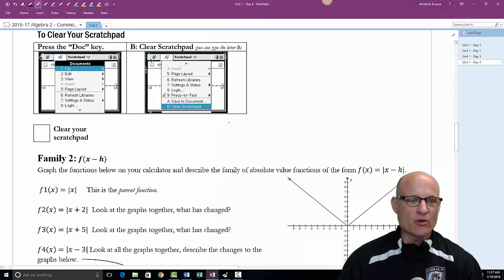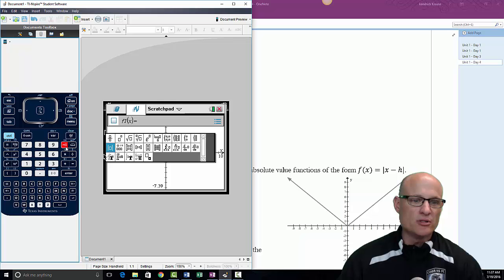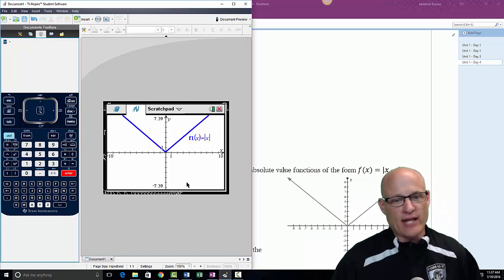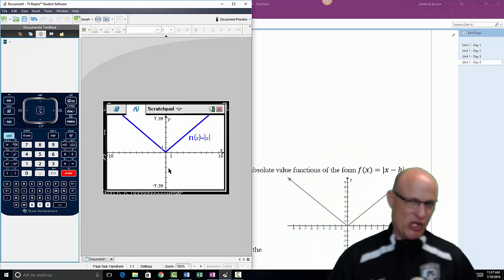All right, so now we're going to graph absolute value of x again, so it should be pretty easy. Just absolute value of x. Slam that on there. There it is. Absolute value of x in blue. Boy, does it look beautiful.